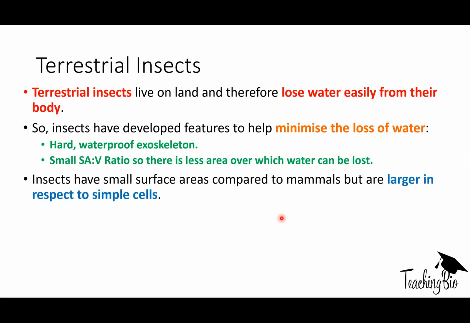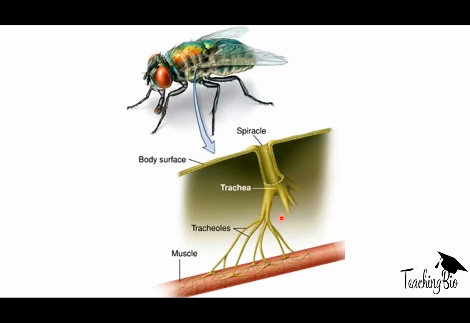So insects are small compared to mammals, but as we said, they are large with respect to simple cells, and therefore they've got that small surface area to volume ratio. As a result, they cannot use simple diffusion to allow an exchange. And again, simple diffusion is not enough to allow for them to retain water, so they develop their own mechanism. So ultimately, this is how insect exchange occurs. They've got these specialized systems, kind of similar to human exchange systems.